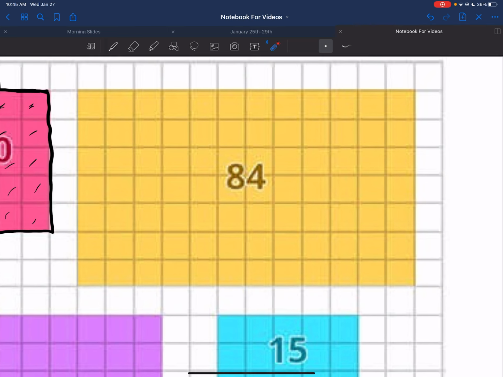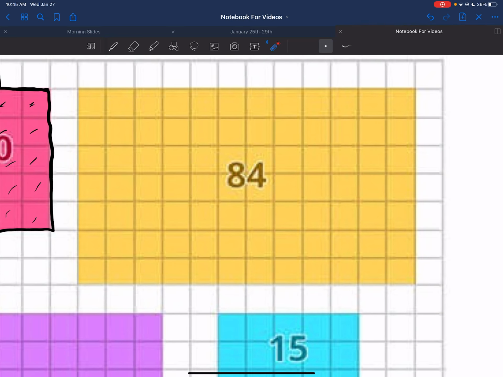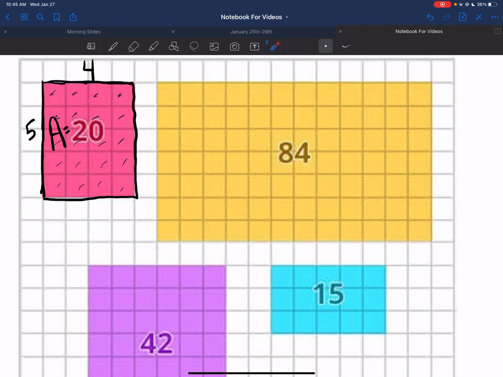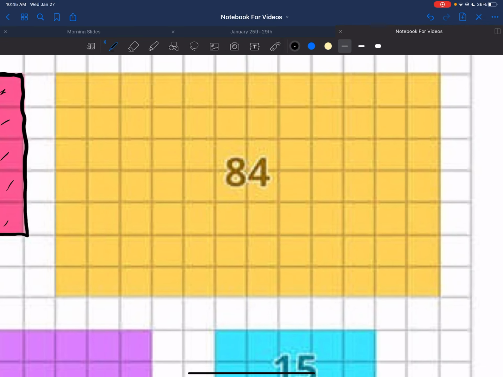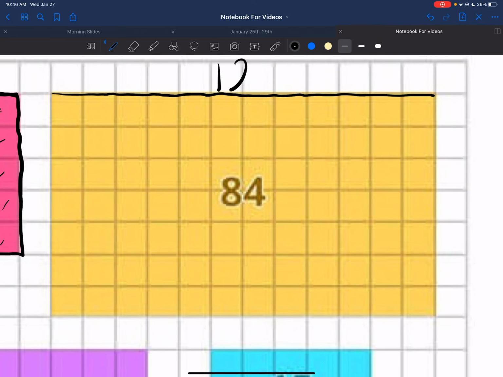Let's look at this one here. We can see that this rectangle takes up way more space than the pink one we just looked at. It has a bigger area, larger area. So if I want to find out the length and width, all I have to do is count my squares. So 1, 2, 3, 4, 5, 6, 7, 8, 9, 10, 11, 12. This rectangle is 12 square units long and 1, 2, 3, 4, 5, 6, 7. 7 square units tall.